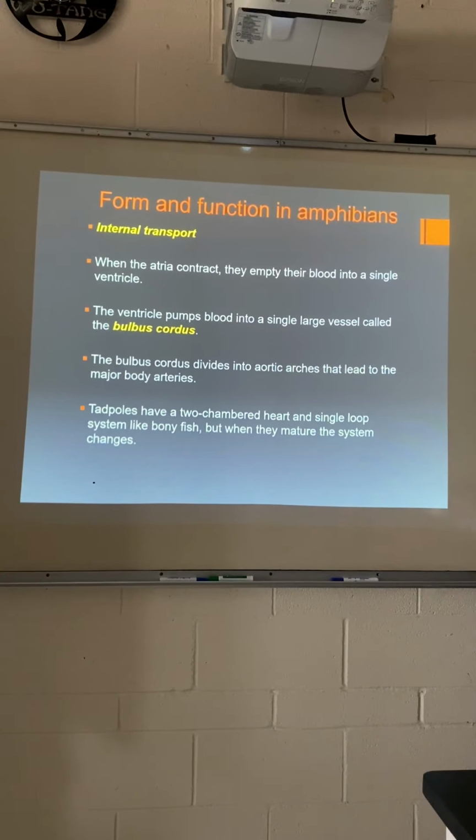Some of those atria contract. Like I said, the blood enters into a single ventricle. The ventricle pumps blood into a large vessel called the bulbous cordus, and then from there you have aortic arches. Now we have a branching system, like I mentioned last chapter, where blood can go to the brain, blood can go to other organs, and as well as coming back to the heart and the lungs to make sure that respiration is as effective as possible.